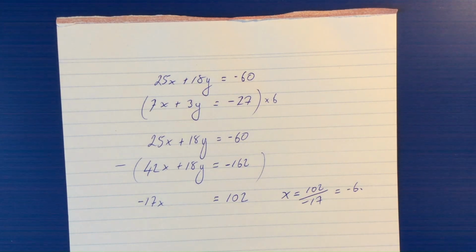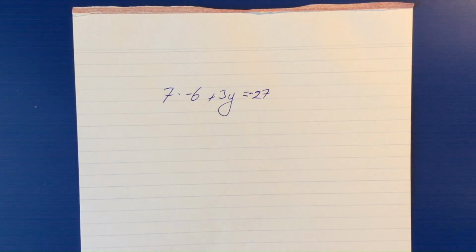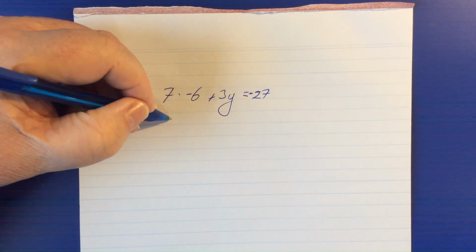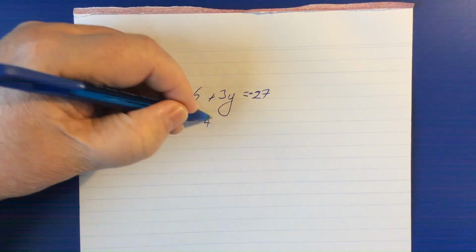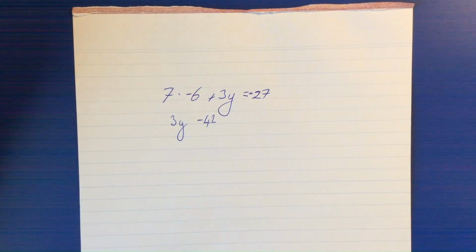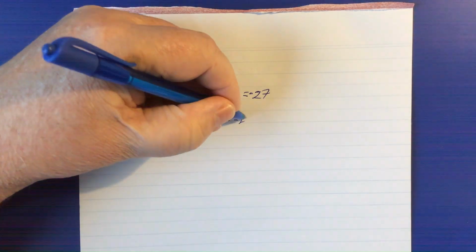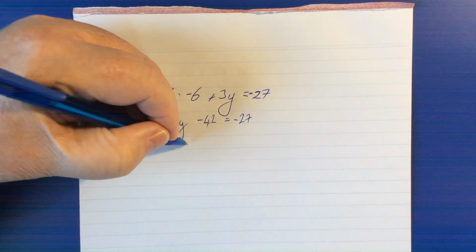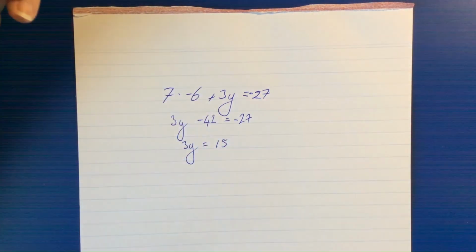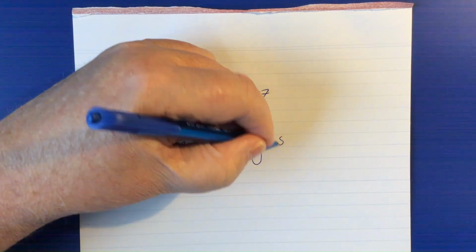So, what do we do now? On to our third page. We've substituted in negative 6 to one of these equations, and let's go to work. So 7 times negative 6 is negative 42, so we'll just put that there, negative 42, and we'll put the 3y here, so 3y minus 42 equals negative 27. Add 42 to both sides, we get 3y equals 15. y is going to equal 5.